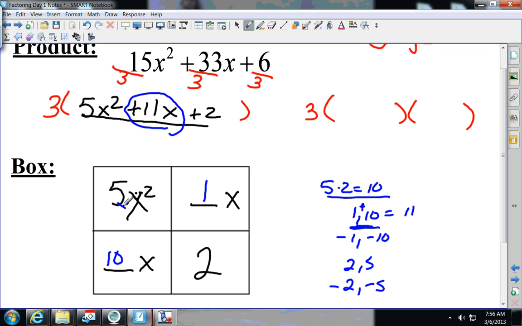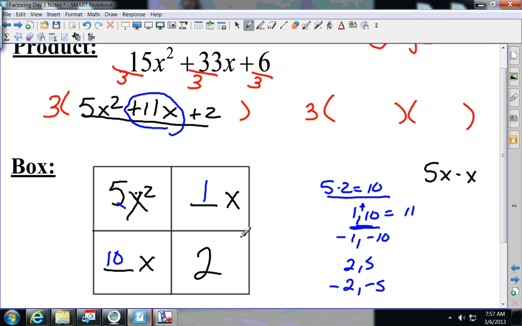Now 5x squared, the only way it splits up is 5x and x. The problem is you've got to figure out where it goes. Okay, if I put the 5x here, if you don't understand the GCFs, if I put the 5x here and the x here, 5x times what gives you 1x? Can you do that? No, not with an even number. So that should tell you that the 5x doesn't go there.